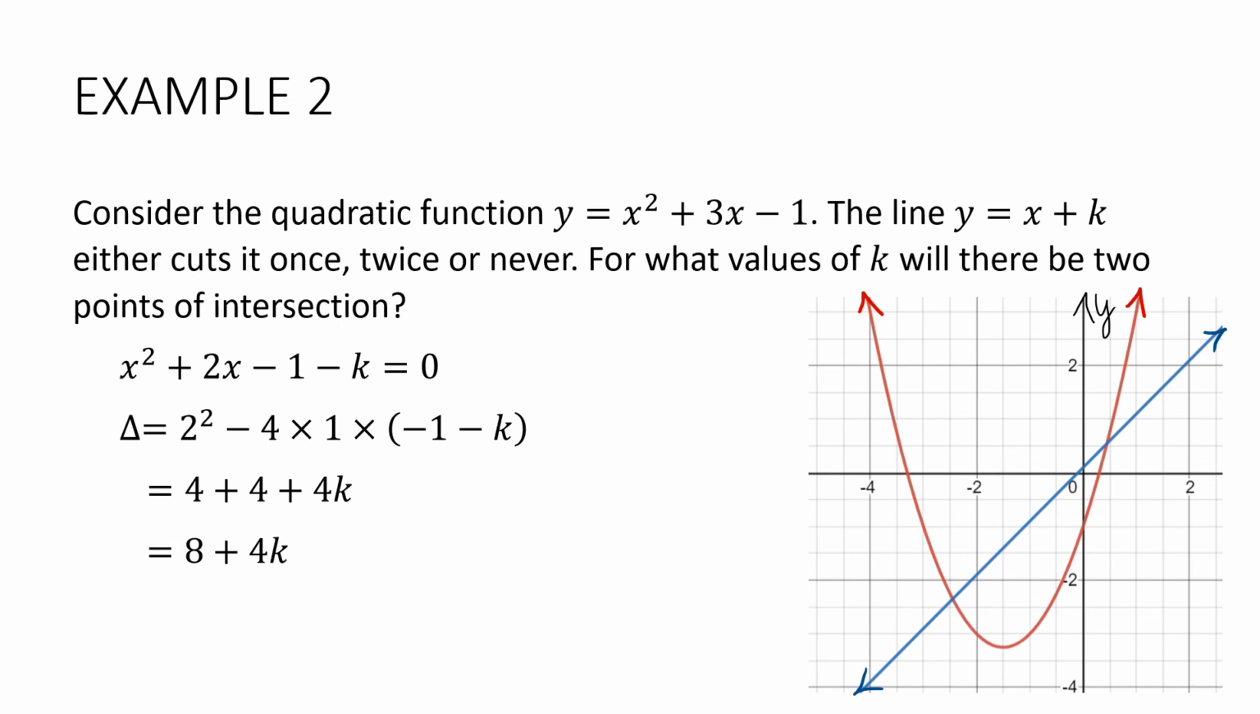We want 2 distinct or 2 different roots, so we want this greater than 0. And it's a pretty easy inequality to solve. 4k is greater than negative 8, so k is greater than negative 2.